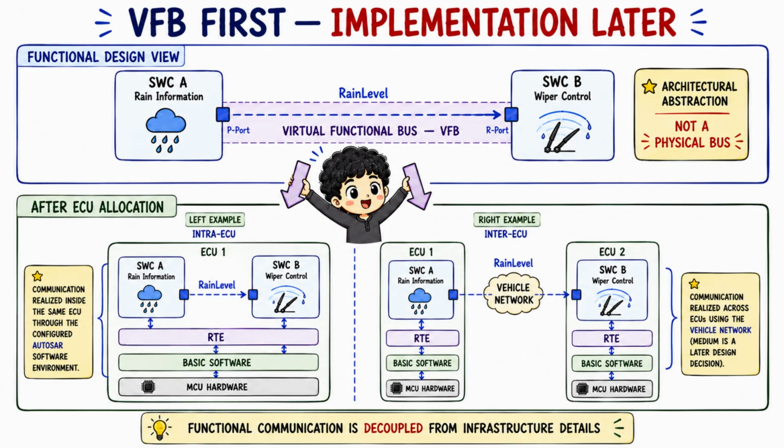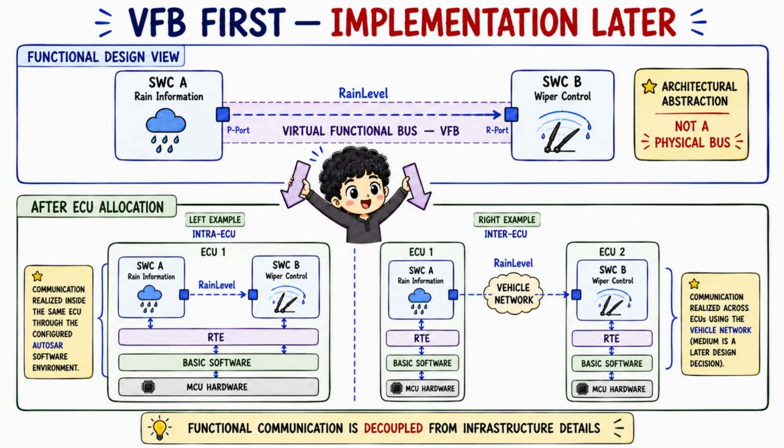The Virtual Functional Bus, or VFB. The VFB is not a real physical bus, it's an architectural abstraction. At the functional design level, software components can be described in terms of their ports and communication relationships without first embedding every low-level ECU and network detail into the application. Software components can later be mapped to ECUs.